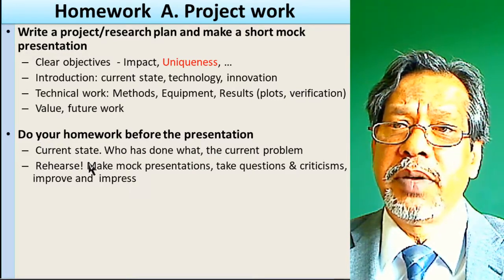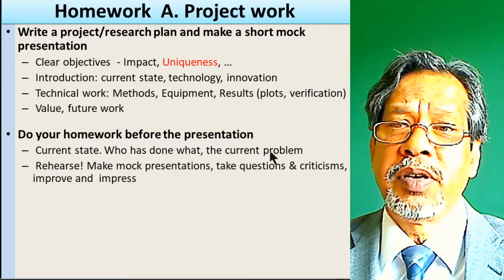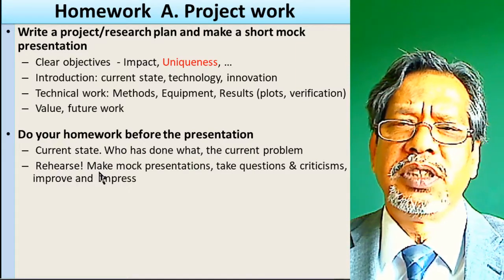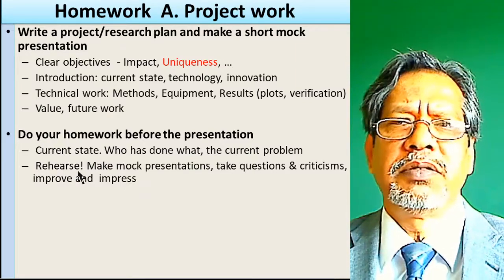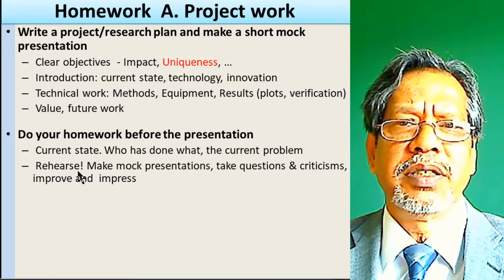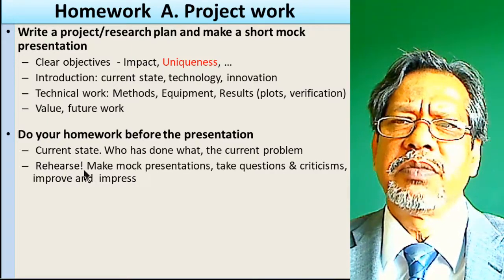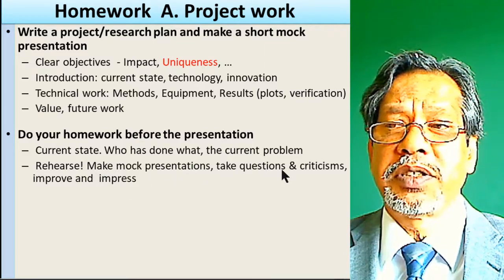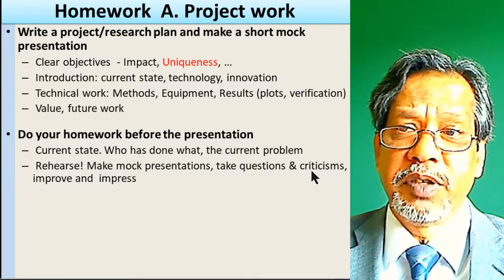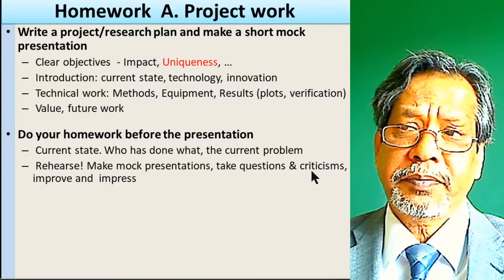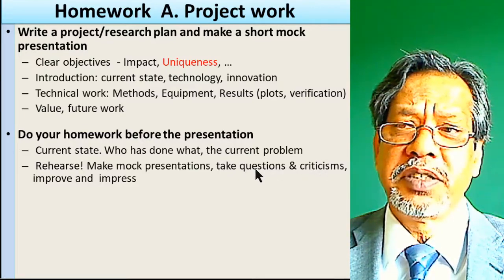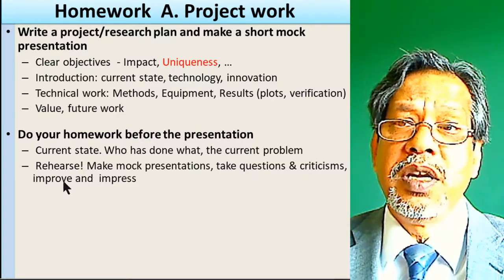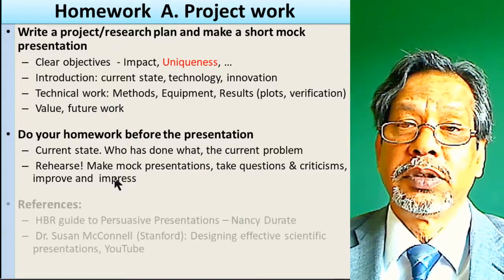Current state, as I mentioned, who has done what, the current problem. Rehearse this part. People think they can go on the stage and start talking about it. It doesn't happen. They get nervous and miss most of the points. Make mock presentations. Take questions and criticisms from your friends during the mock presentations. Do not feel bad if they criticize or question. It's good for you. Improve and impress.